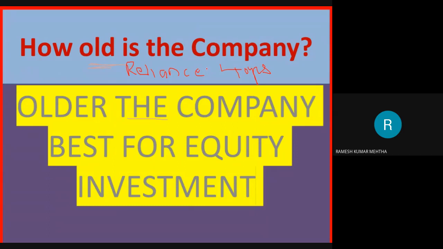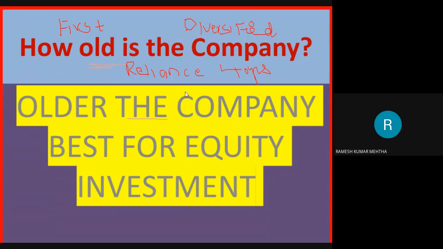The companies which are very old, whose age is high, are considered to be financially very robust, and they can withstand any kind of turmoil in the economy or in the business model. On top of it, they have diversified into various segments, so there is a basket of investments which they have made. This is the first factor you can look at: the older the company, the better it is for investment.